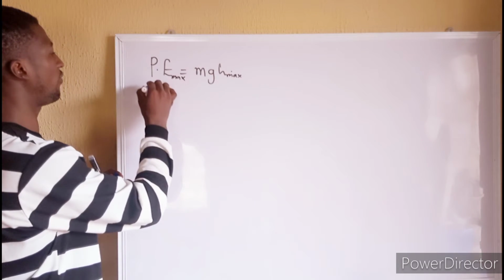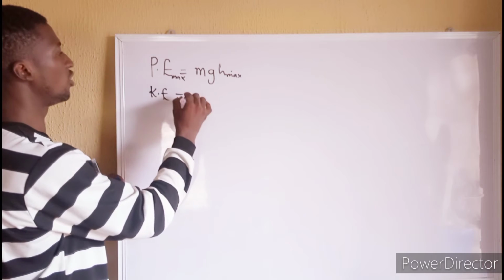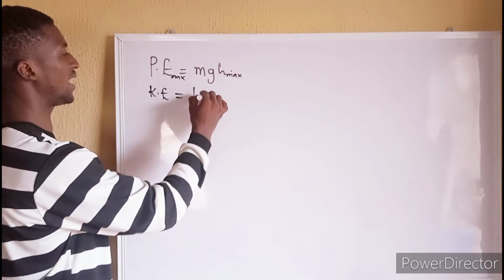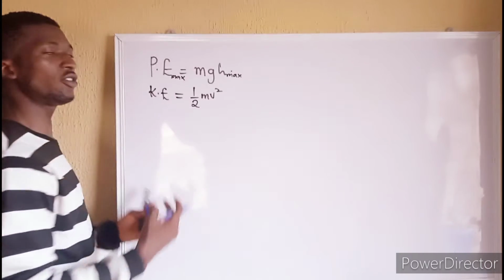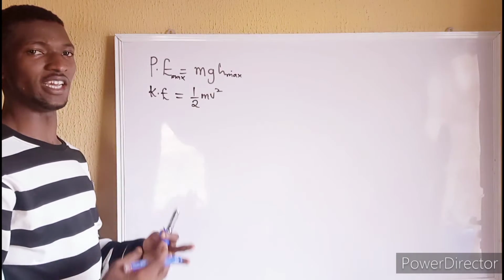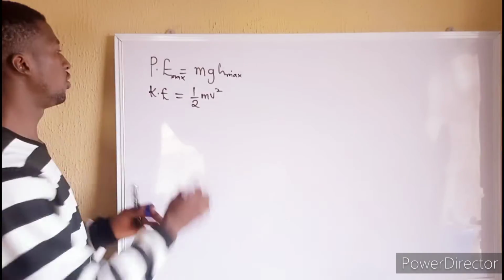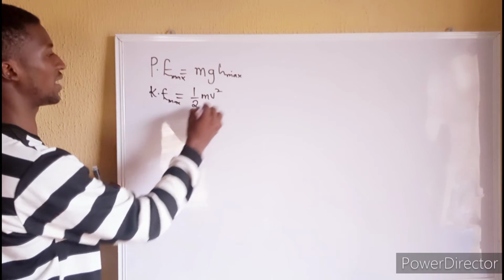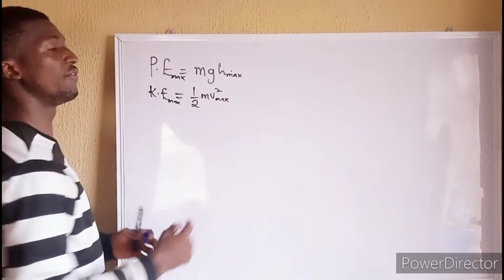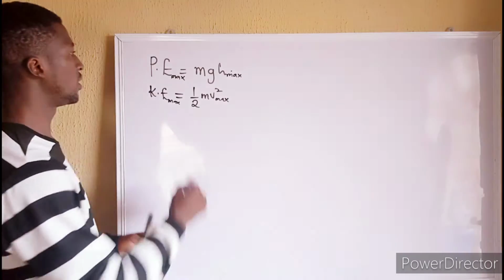We can also have kinetic energy, which is given as half mv squared. In a case whereby the kinetic energy alone is responsible for the energy transfer, we say our kinetic energy is maximum as well as our velocity is maximum.